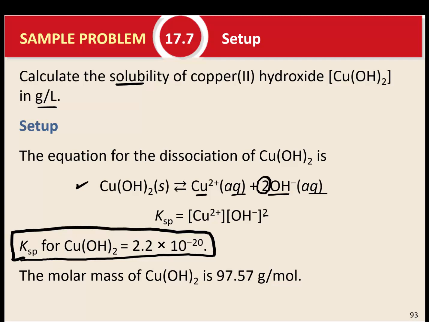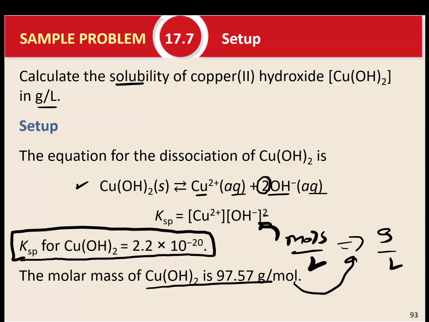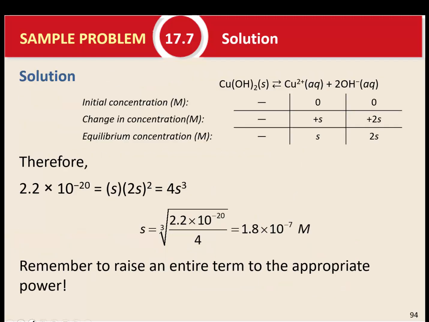Because we're going to be converting, remember the brackets here represent concentration in moles per liter. So we need the molar mass of the copper(II) hydroxide in order to convert these moles into grams, and that will give grams per liter. So we have to have this as a conversion factor there. All right, so let's go on to the next slide.